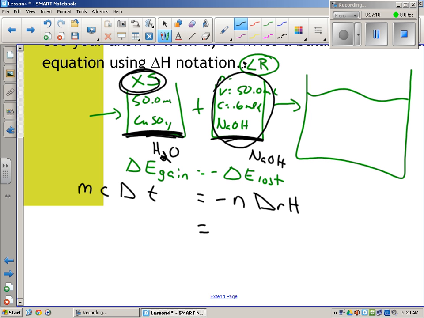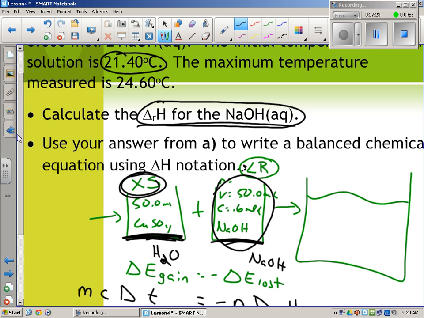Here's where it gets a little tricky. I want you to look back up at the question here. We took this and we mixed it with this. How much water do we have?